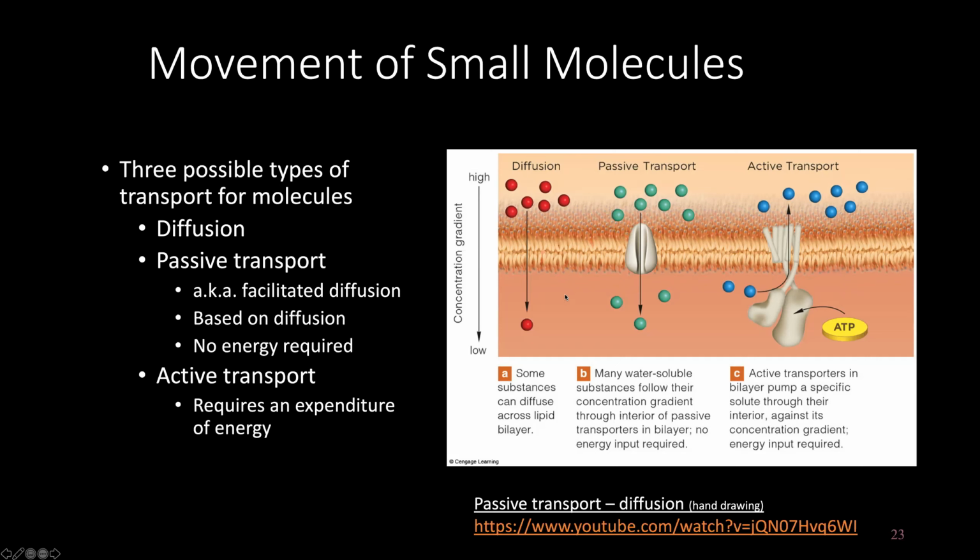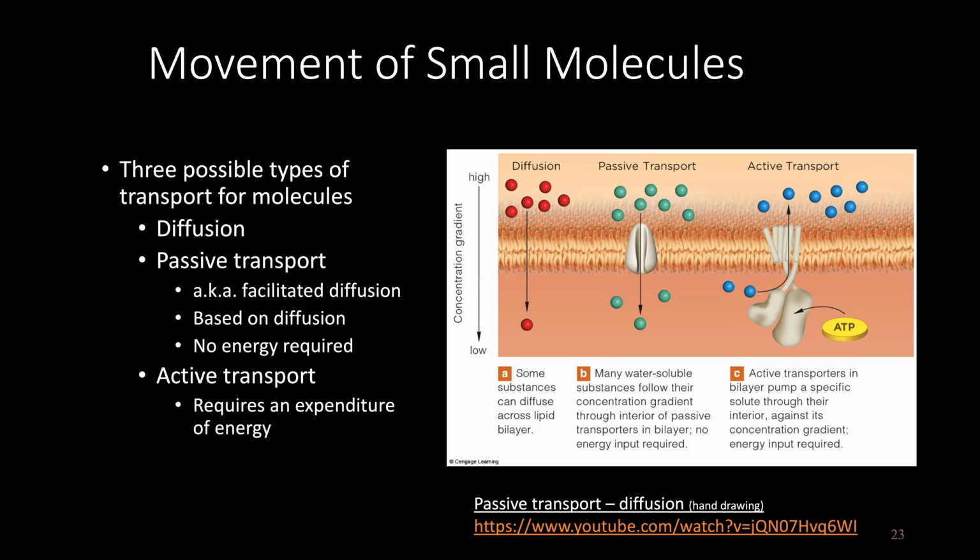Diffusion is simply the movement across the membrane. Only certain substances can do that because they have to get across first the hydrophilic layer and then a hydrophobic layer, and then another hydrophilic layer. But some substances can do that without any help. In passive transport, the molecule gets help, but it doesn't require energy. It's facilitated simply by the presence of a protein in the membrane.